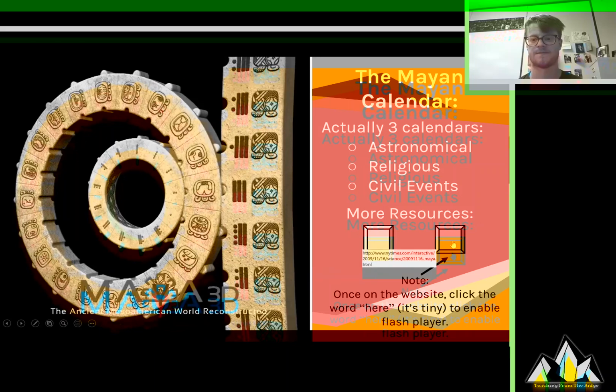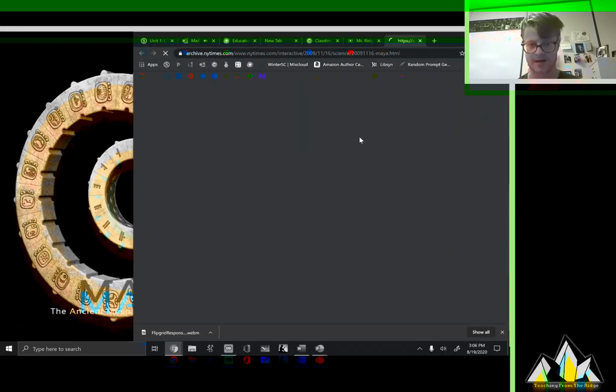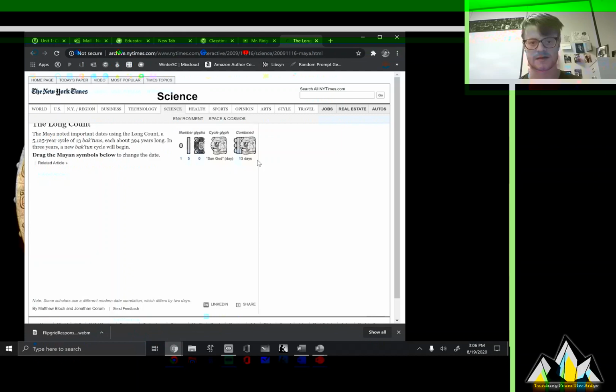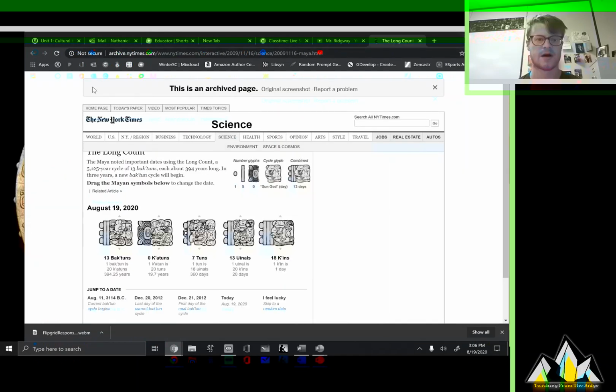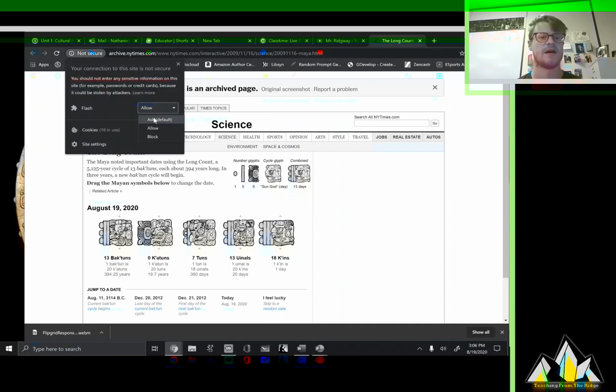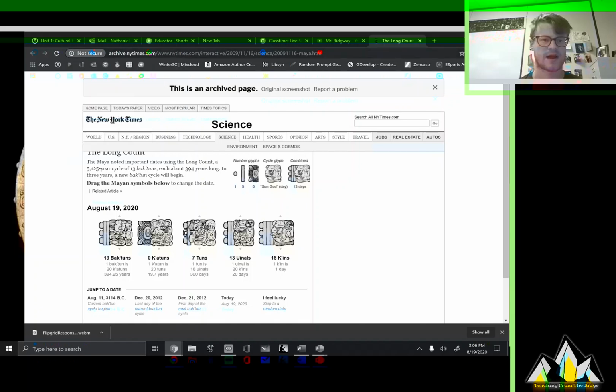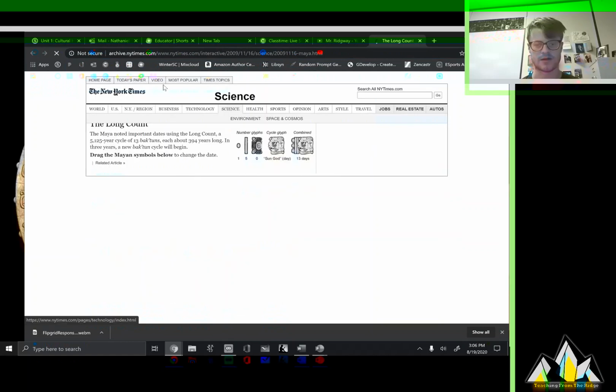It's awesome. But the other thing I want to show you is this right here, and it's from the New York Times. They put together a little interactive that's really neat, and you get to play around with the calendar, which is awesome. Now, be aware for this site, okay? I'm going to tell it to ask, and I'm going to reload the page here.